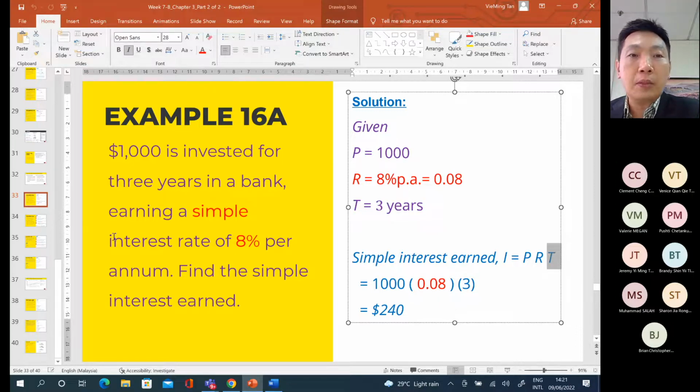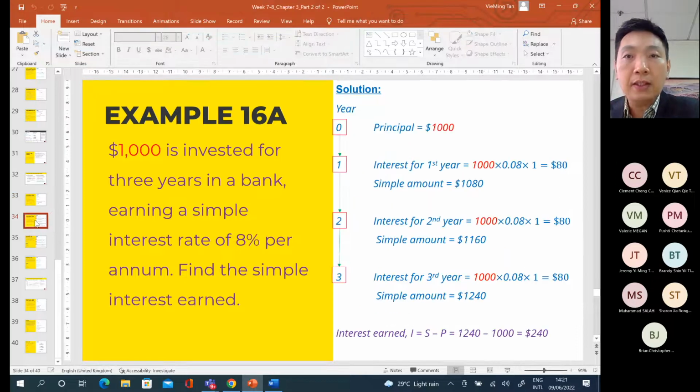Next slide, I'm going to use the same case, but I'm going to show you how the interest is earned every year, from year 0, 1, 2, 3. Based on this question, we know that the initial investment was made at the beginning of year 0. So the principal occurs at the beginning of year 0, which is equal to 1000. So I put here 1000.